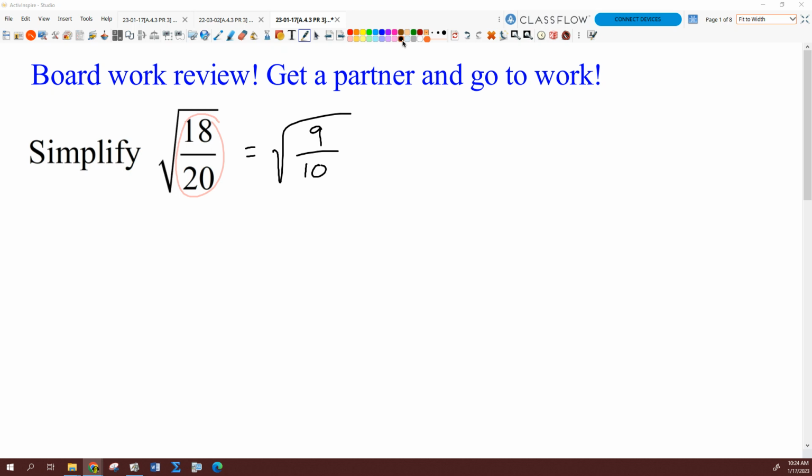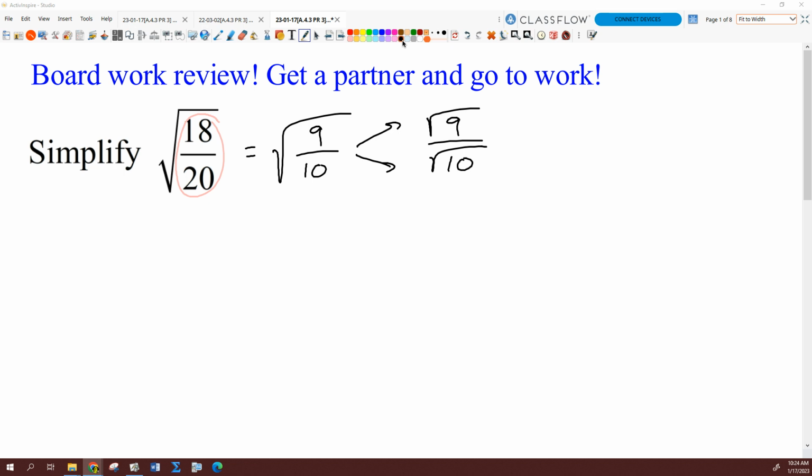Well, now we've got to split this thing apart. We got to split it into a separate square root on the top, which is the square root of 9, and the bottom, which is the square root of 10. Square root of 9 is what? 3. So that one simplifies. Square root of 10, can we simplify that?